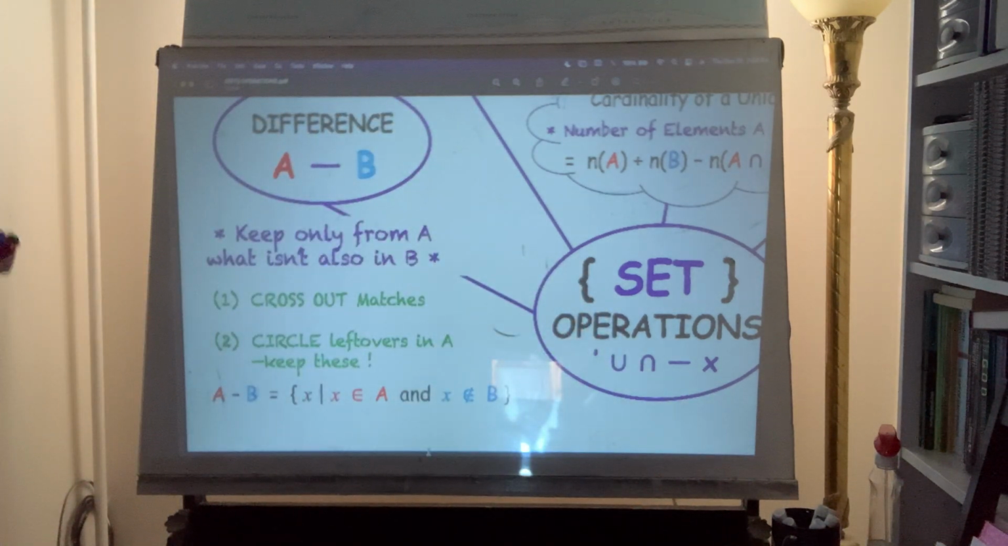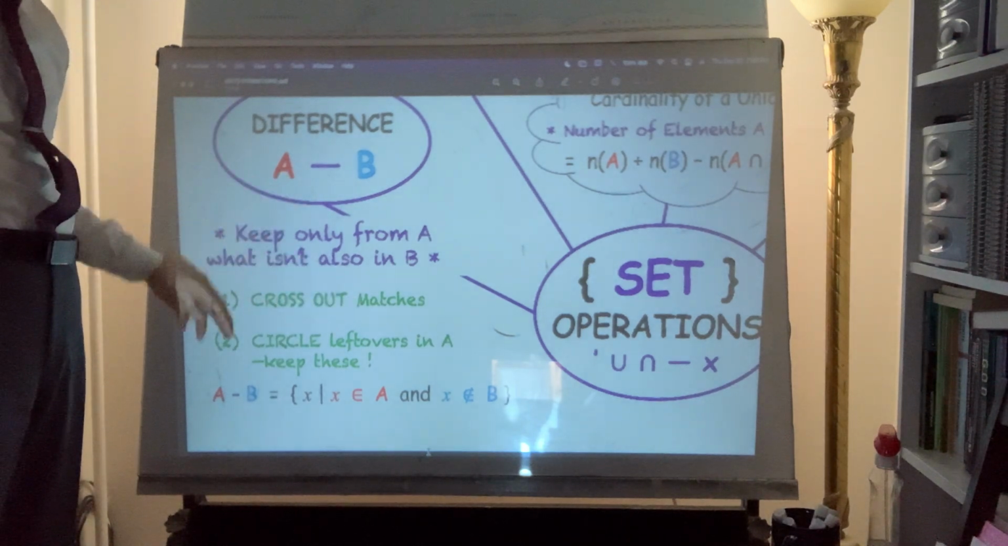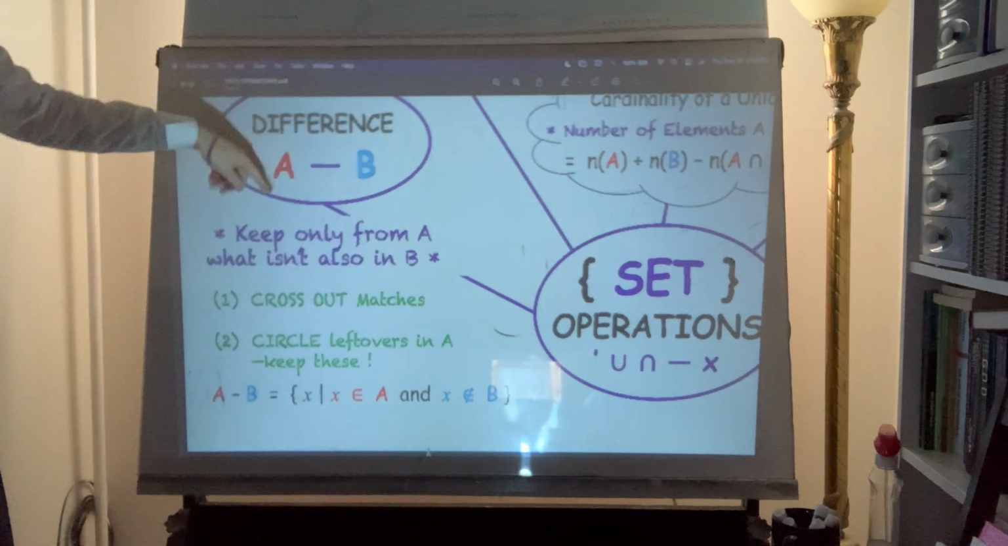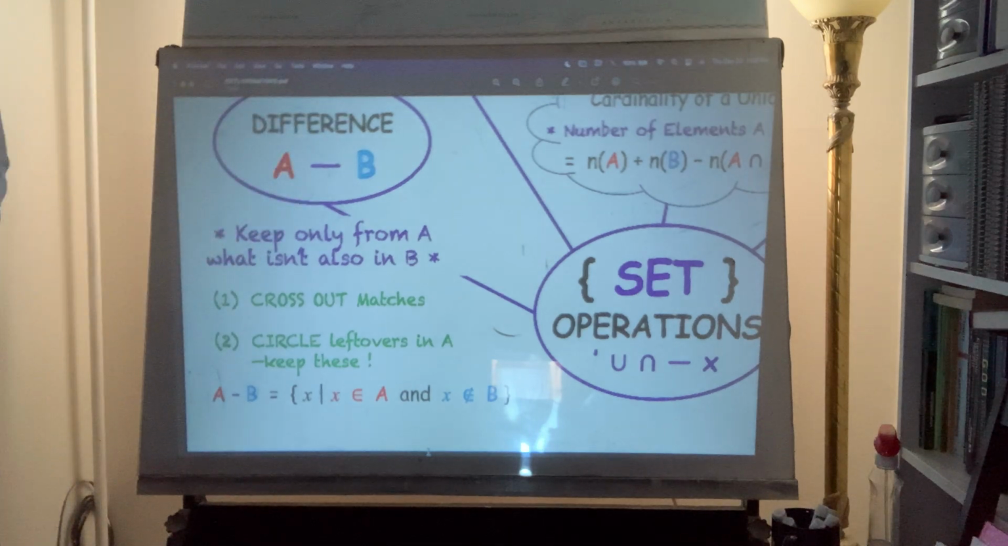All right, so if you know you have a difference, cross out things that you see are the same, and then circle the things that are just in whatever is the first letter. So the order definitely matters in the case of ordinary subtraction anyway.